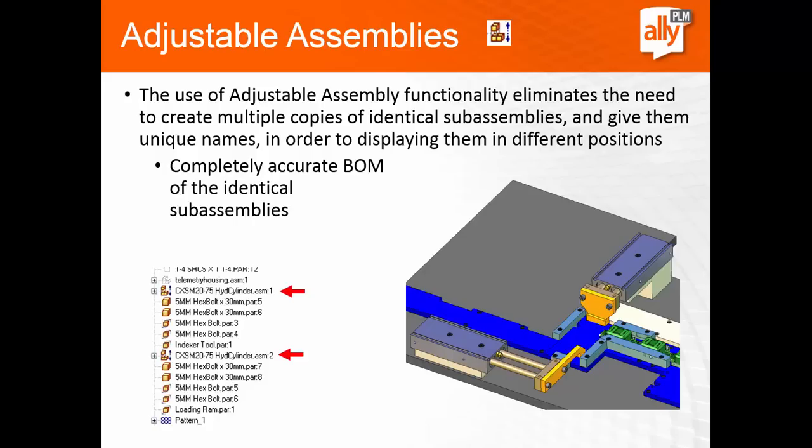The adjustable assembly functionality also eliminates the need to have multiple copies of identical subassemblies. That eliminates having unique names for each one of those subassemblies. We can just have one subassembly with one name that we can use over and over again to display in different positions. That'll give us a completely accurate bill of materials for all those identical subassemblies, again without having multiple unique names for all the separate subassemblies.